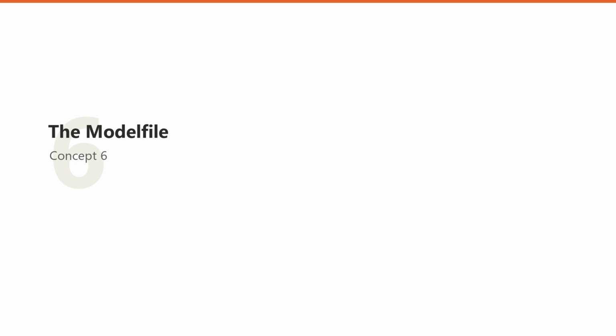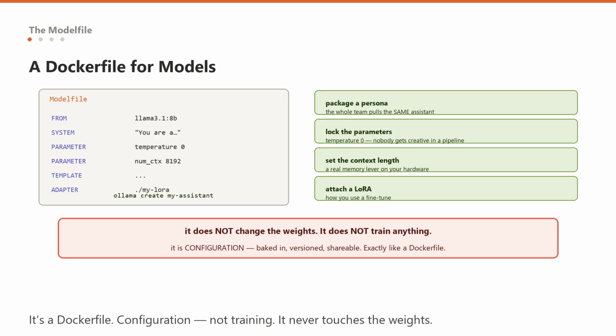Concept 6. Customizing a model, the Dockerfile of the pattern. The Modelfile is where the Docker analogy pays off completely. It is a small declarative file. FROM names a base model. SYSTEM sets a system prompt baked into the model so you do not have to send it every call. PARAMETER sets defaults: temperature, context length, stop tokens.